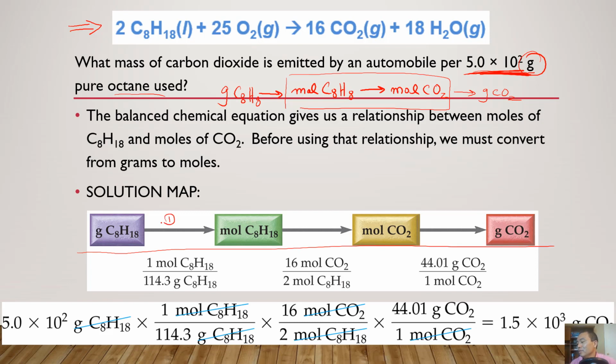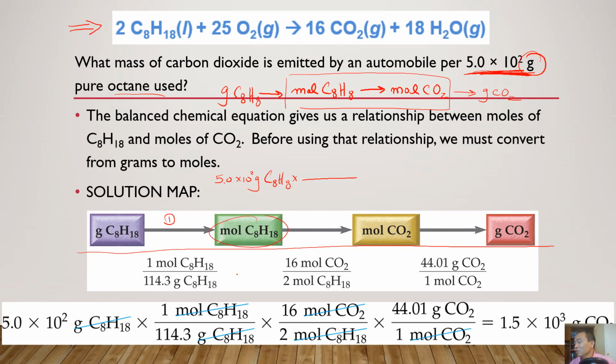The first step is to convert grams to moles. Let me write this directly. How many grams do you have? 5.0 times 10 raised to 2 grams of octane. So you write this down. That's my first step, I need to convert to moles.